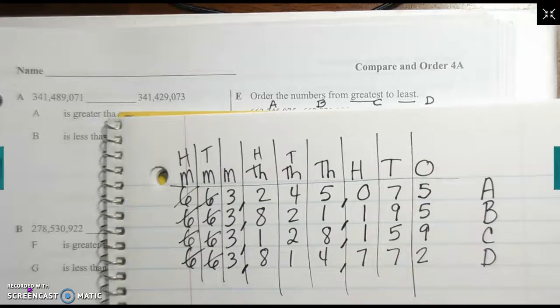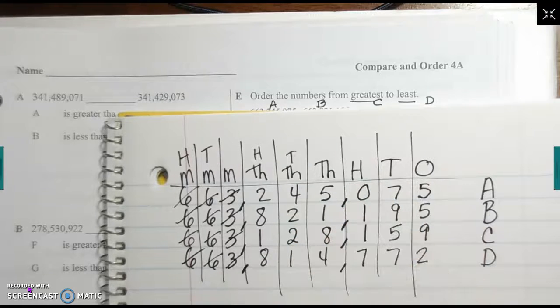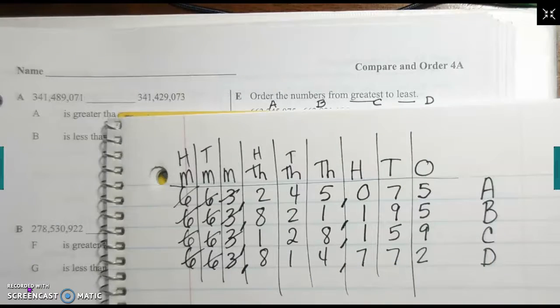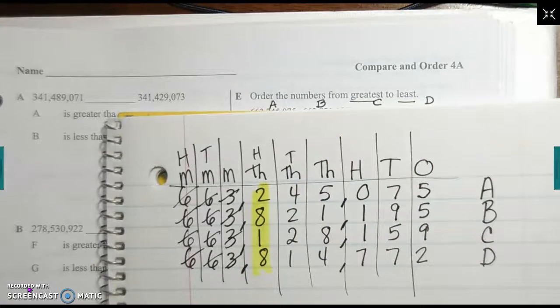Because all of this column is the same, there is nothing to compare. I move on to the next column. All of them are the same, there is nothing to compare. The next column, the numbers are different. So I know this is the area where I'm going to go ahead and start comparing.